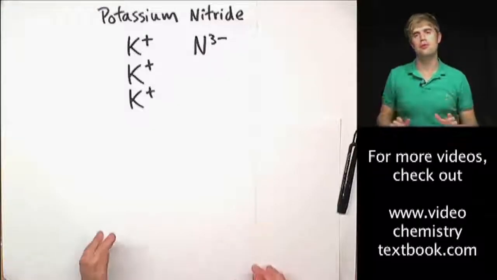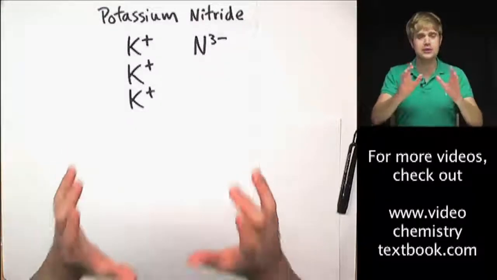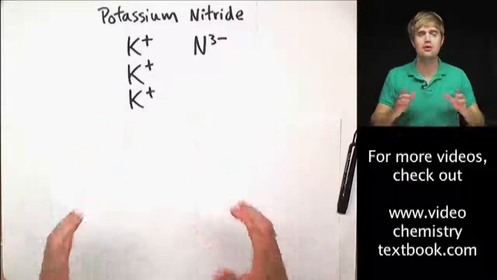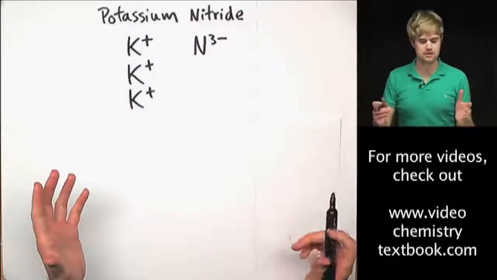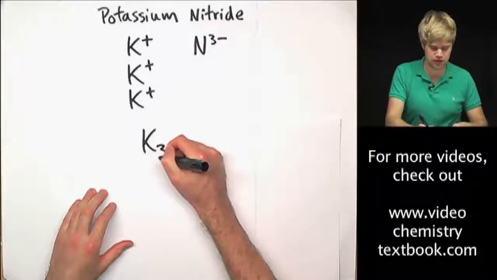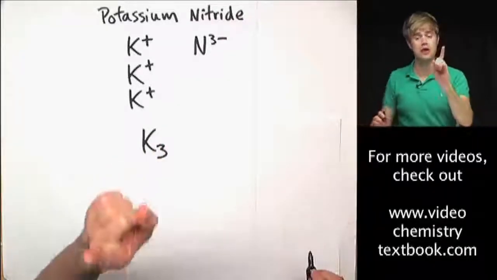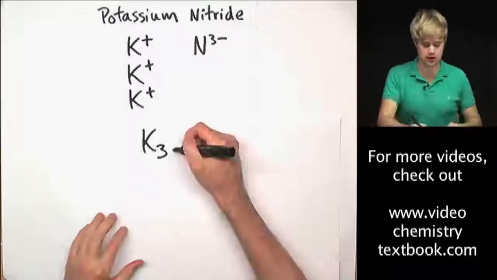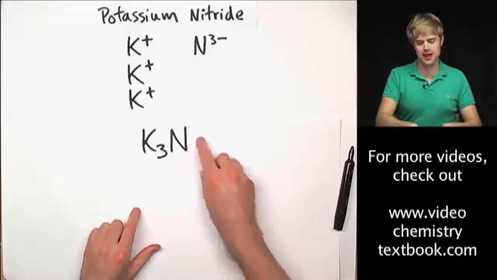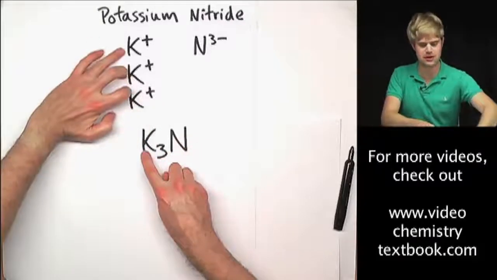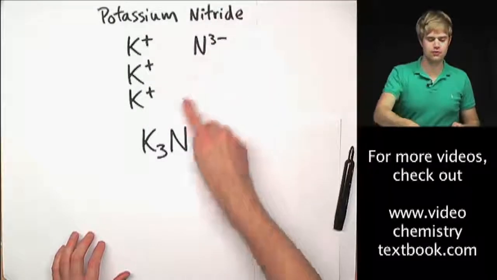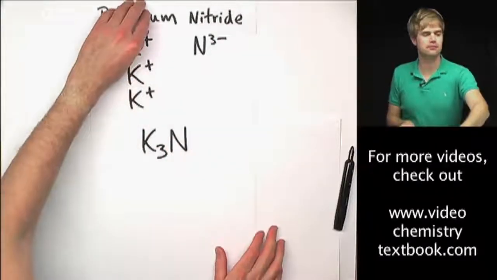Now when I write my chemical formula, I want to literally say, how many atoms of each type do I need for the charges to balance? I'm going to need 3 potassiums, so I'm going to write K3, and I only need 1 nitrogen, or 1 nitride. So I'm going to write N with nothing after it, and if I don't write anything after it, it means 1. So 3 potassiums, 1 nitrogen. The correct formula for this is K3N.